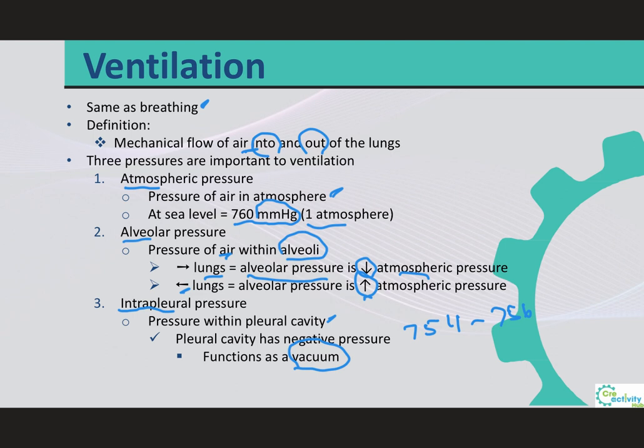Now, these changes in lung volume are caused by alterations in the thoracic cavity size, and in turn, this causes a change in the alveolar pressure. Therefore, if the lungs expand, the alveolar pressure will decrease, and when the lungs recoil, then the alveolar pressure will increase.